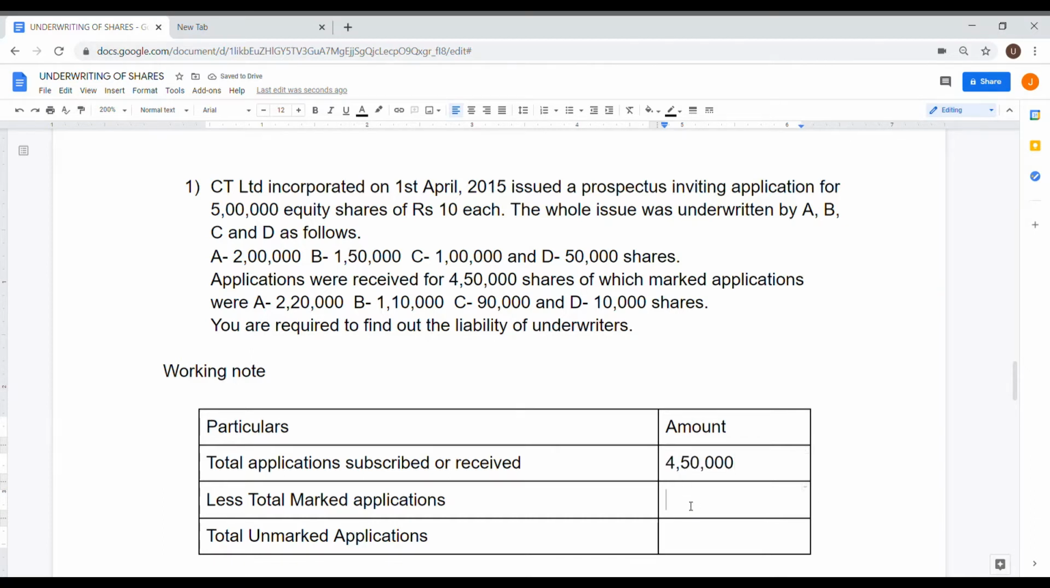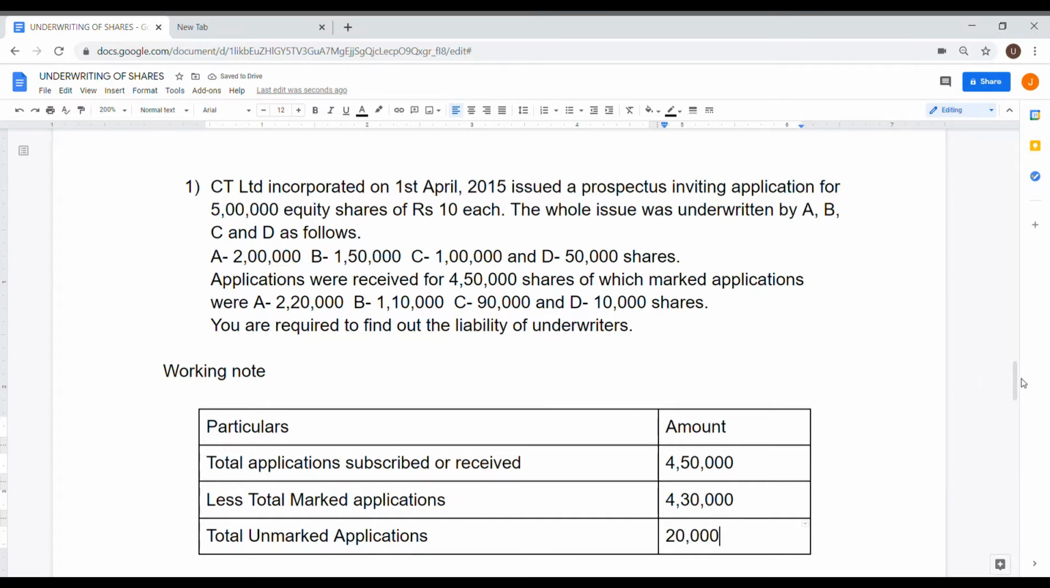And we have to subtract the total marked applications. What is the total marked applications? It is 2,20,000 plus 1,10,000 plus 90,000 plus 10,000. You will end up with 4,30,000 as marked applications. So what is the total unmarked applications now? It is 20,000.